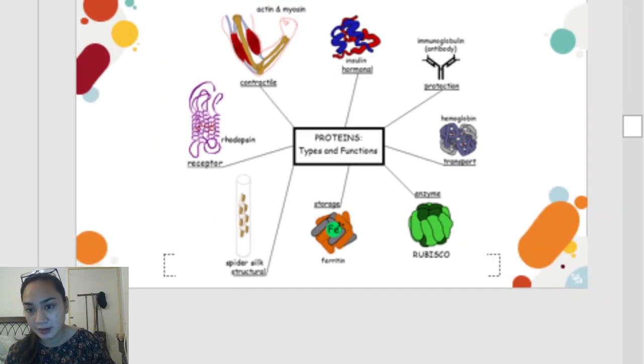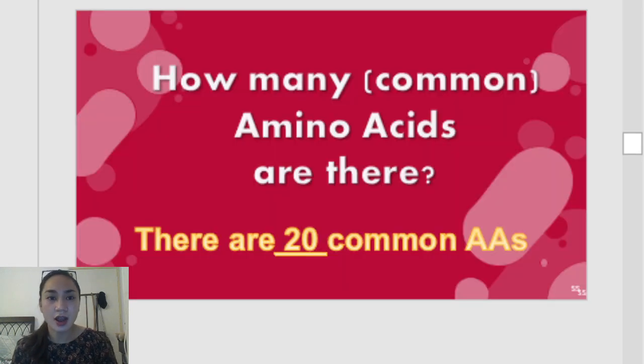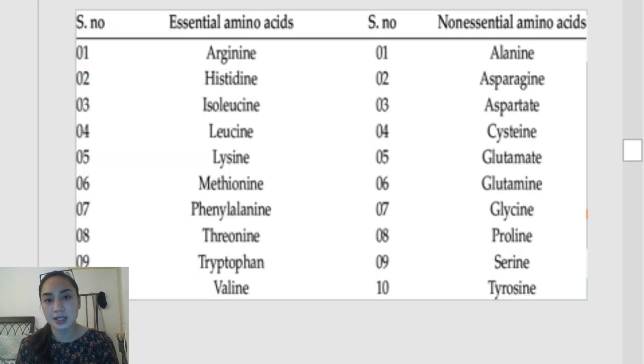Okay. Alright, let's move on to the next. Okay, how many common amino acids are there? There are 20 amino acids. You don't really have to memorize these. What I want you to know here is the essential and non-essential ones, no?